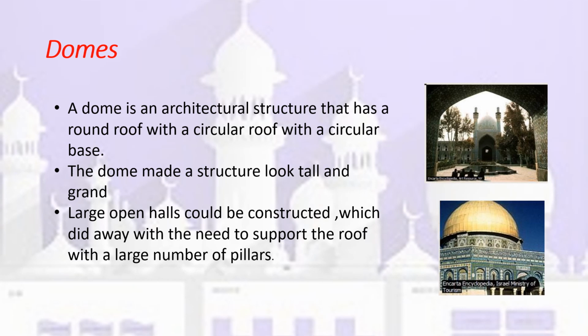A dome is an architectural structure that has a round roof with a circular base. The dome made a structure look tall and grand. Large open halls could be constructed, which did away with the need to support the roof with a large number of pillars. Alai Darwaza in the Qutub complex in Delhi is the finest example of Islamic architecture.